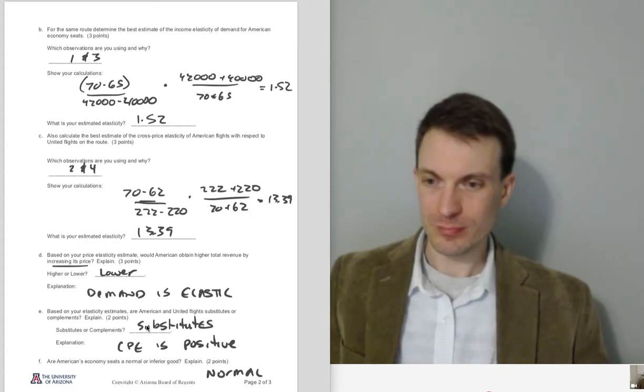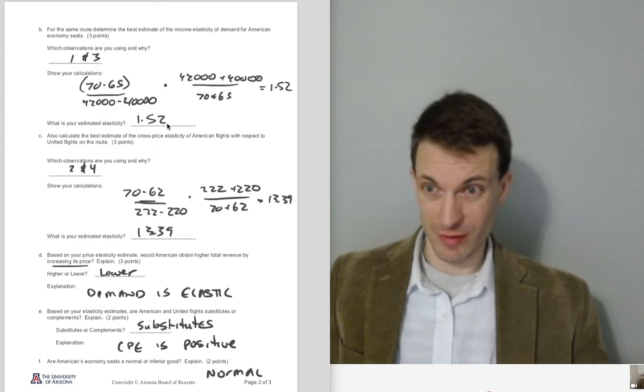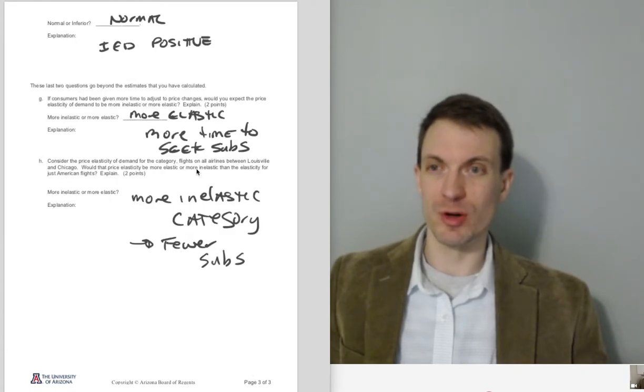So, okay, and then we already said substitutes. Cross price elasticity is positive, and then we already identified income elasticity. 1.52 is positive, so we know we have a normal good. Income elasticity is positive. The last two.